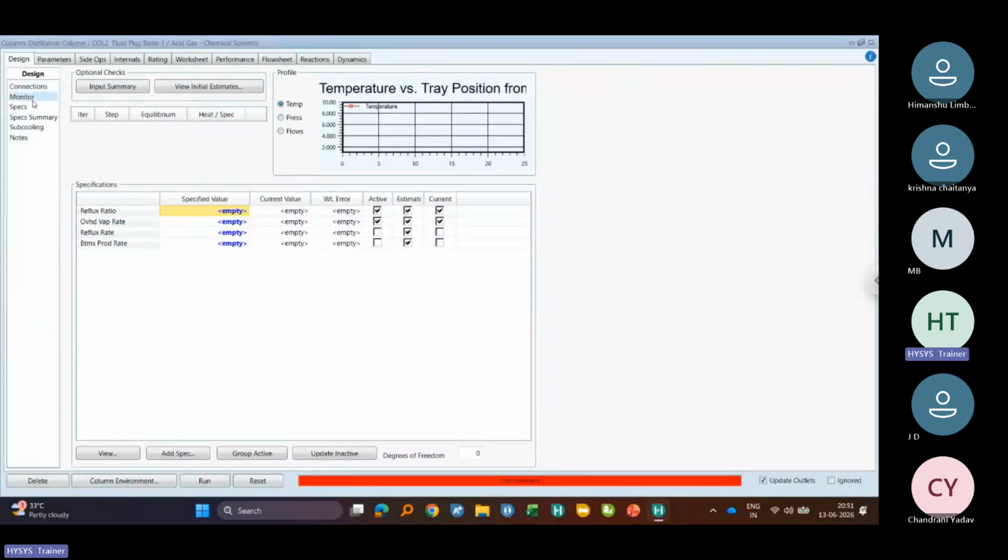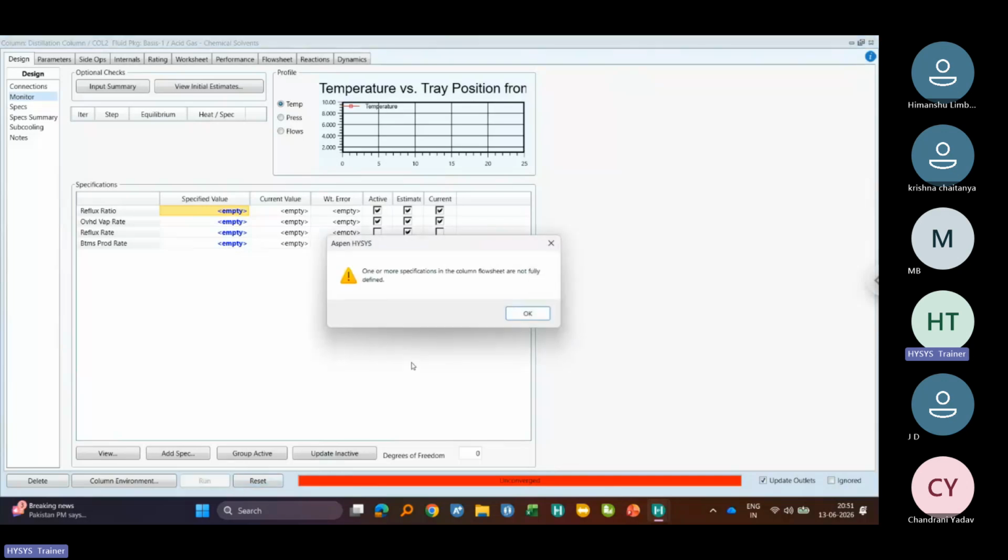See, whenever you are trying to run a distillation column, always check that the degrees of freedom should be 0. If it is 1, you are missing some information that has to be given for running the distillation column. Even though you have degrees of freedom as 0, we are not given any value over here. You can see that no reflux ratio value is given, no overhead vapor rate is given, no reflux rate is given, no bottom product rate is given. We'll try to run this column.